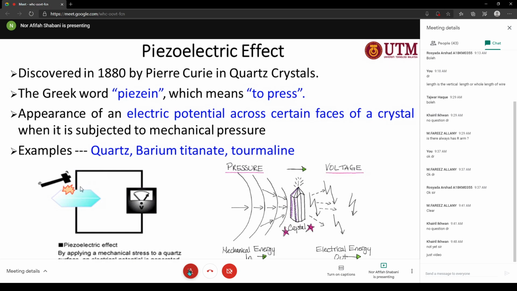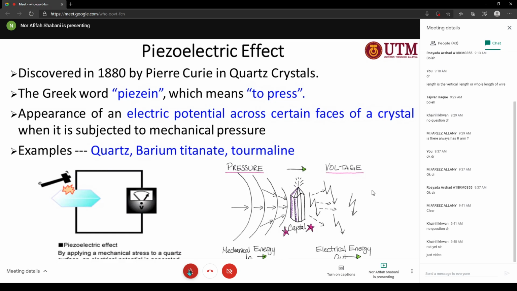Okay, so you will have some piezo material here. For example, quartz or barium titanate or tourmaline. I don't know much about these materials. So when you give some pressure to this material, it will produce some voltage, or EMF. So for example, like this one, you give some pressure to this crystal, and it will produce some voltage.